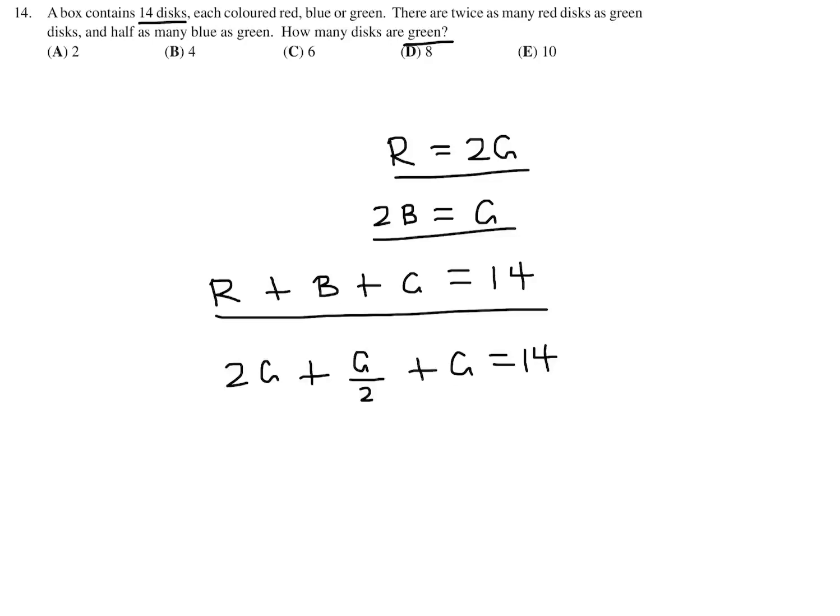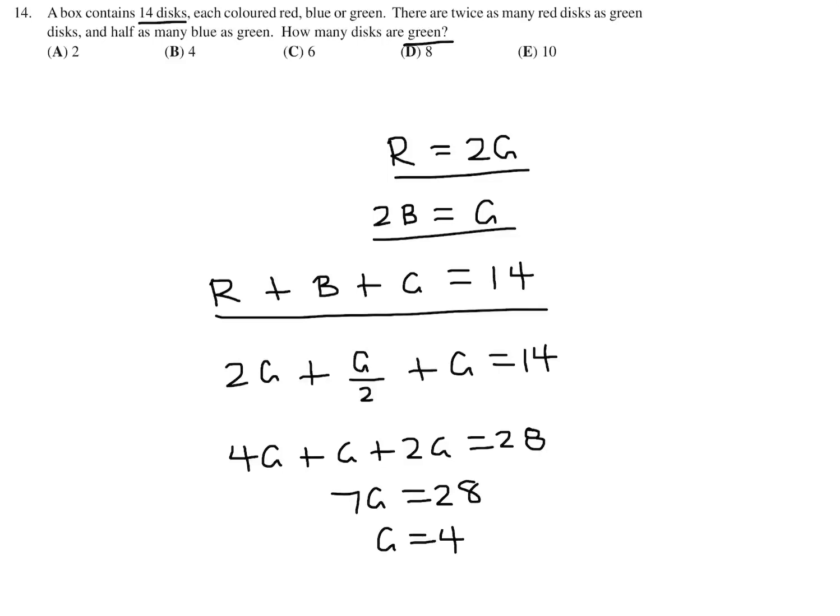So adding this together, let's see, we'll multiply through by 2, get rid of the fraction. 4G plus G plus 2G is equal to 28. So this looks like 7G is 28, and therefore G is equal to 4. So there's 4 green discs. So number 14, the answer is B.